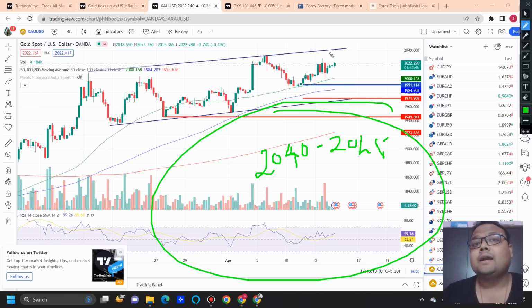What is the trend of the market? The trend of the market is bullish. Both technically and fundamentally, gold is bullish right now.